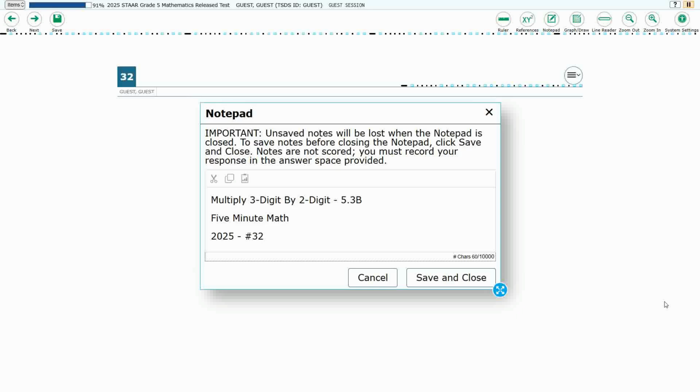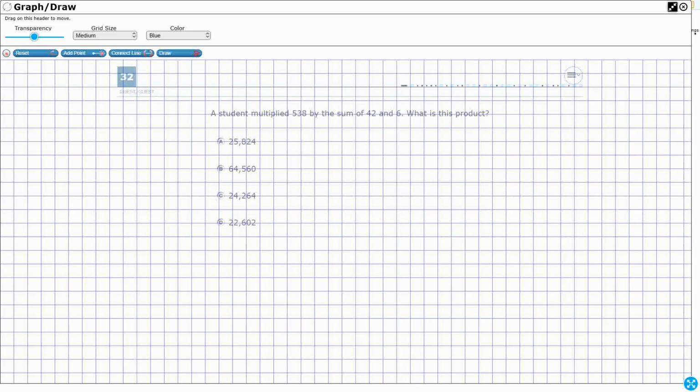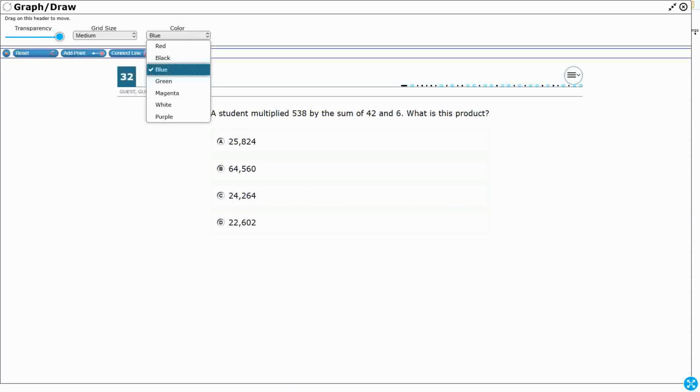Today we are looking at the 5th grade concept of multiplying a 3-digit number by a 2-digit number. This is standard 5.3b in the great state of Texas, and we are using item number 32 of the 2025 released STAAR test. If you haven't done so already, please go ahead and take a moment to pause the video, work this problem out on your own, unpause it, and we will look at our answers together.